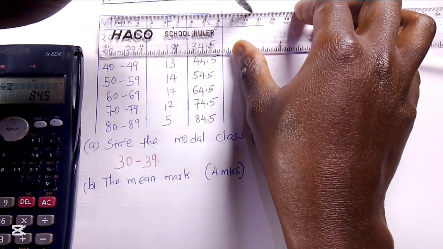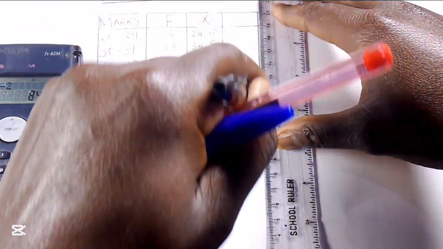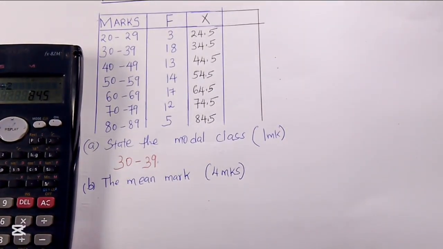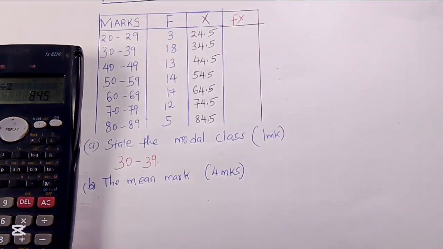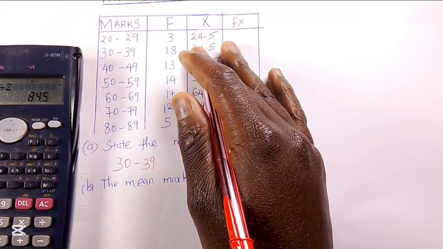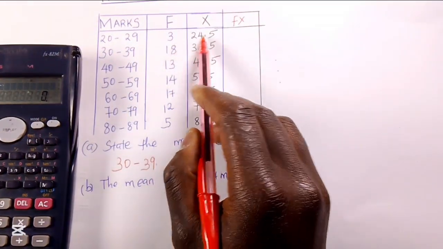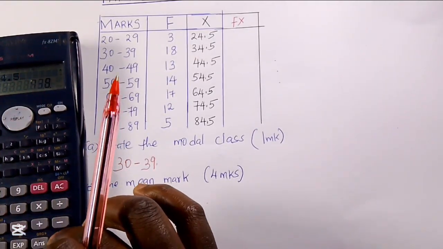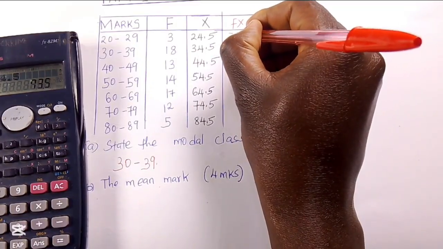So for us to proceed to find the mean, we are going to find the FX column. Our FX column is going to be F multiplied by X. So it will be 3 multiplied by 24.5, and that will give us 73.5.